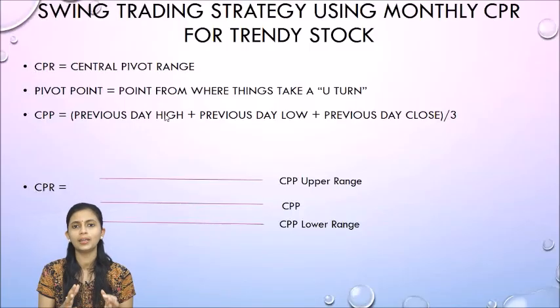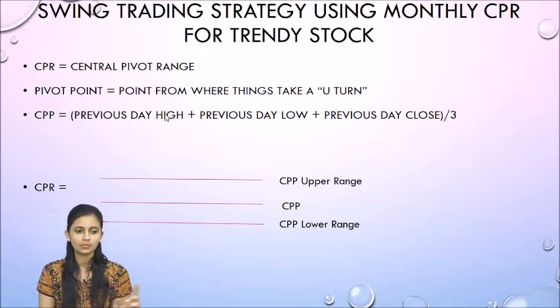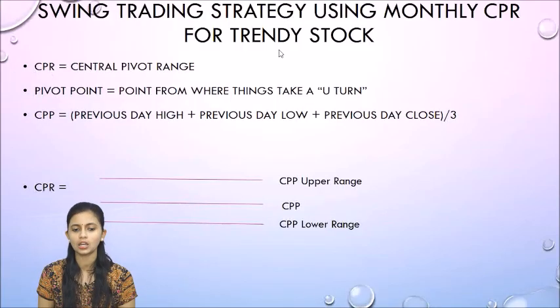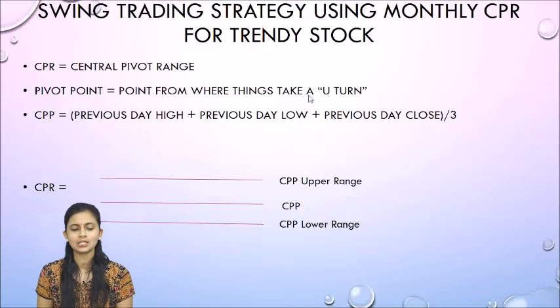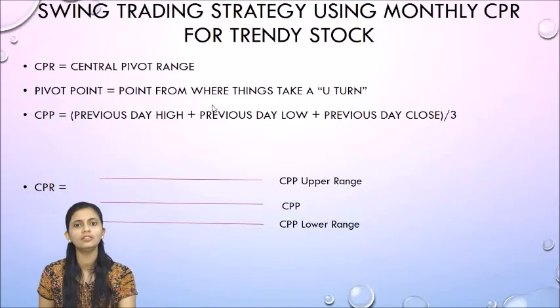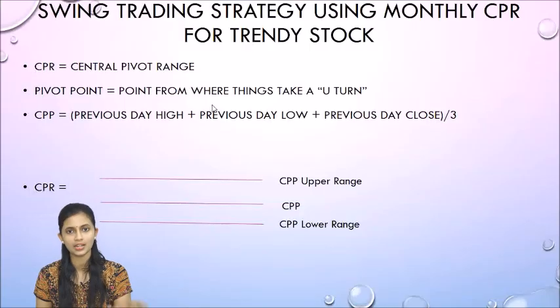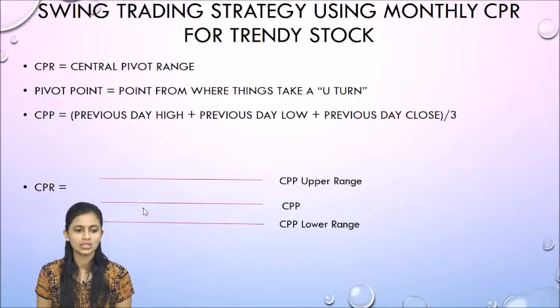Now before going to see how to apply this strategy, let's first understand what a CPR is. CPR is nothing but central pivot range, and a pivot point is a point from where things take a U-turn. So in stock analysis, this pivot point will give us a point from where the stock might take a different move. That is, if it is moving in the downward direction, it may take an upward direction after that. CPR will give you the CPP, that is the central pivot point, and a range around this central pivot point.